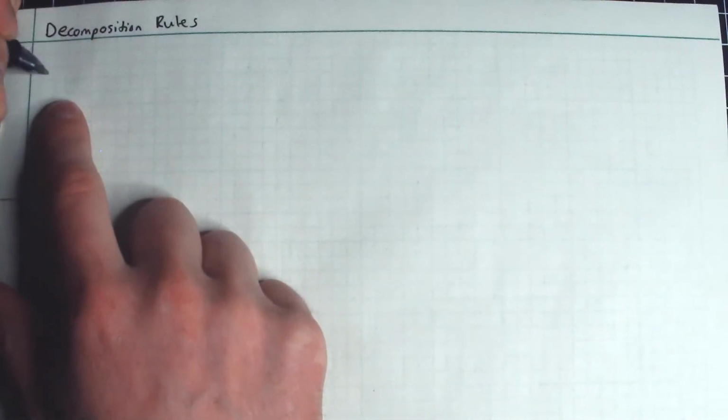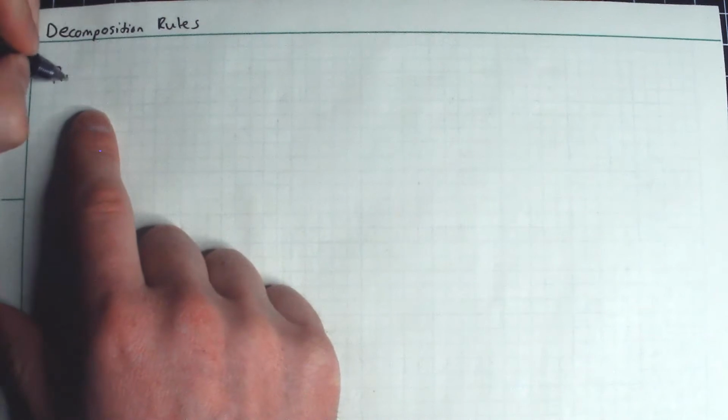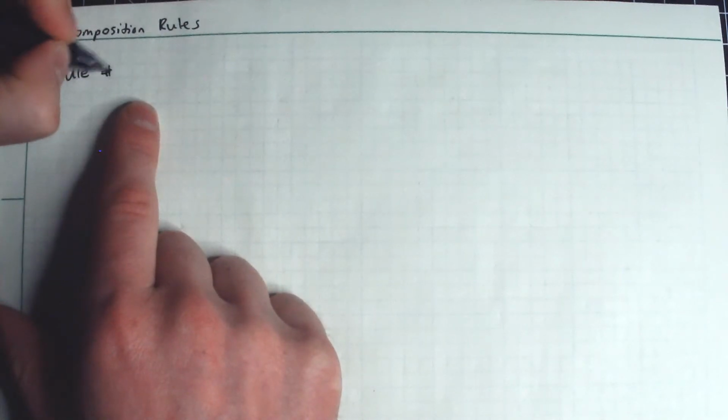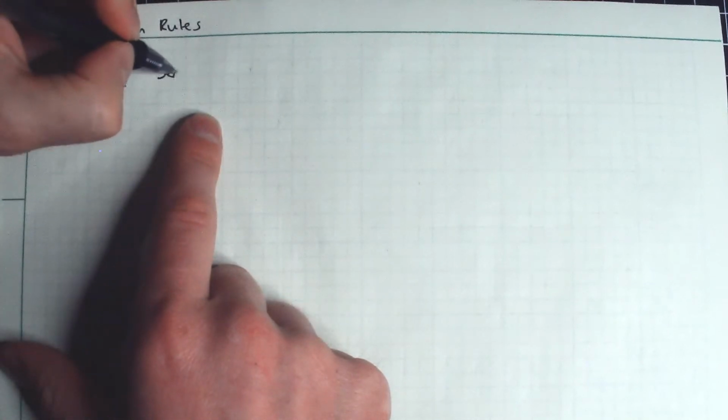Okay, so now that we've got a basic handle on what a signal flow graph is, let's talk about some of the rules for breaking them down and manipulating them. Your book gives 4 basic rules on how to simplify and manipulate a signal flow graph. So we have rule number 1, and it is called the series rule.